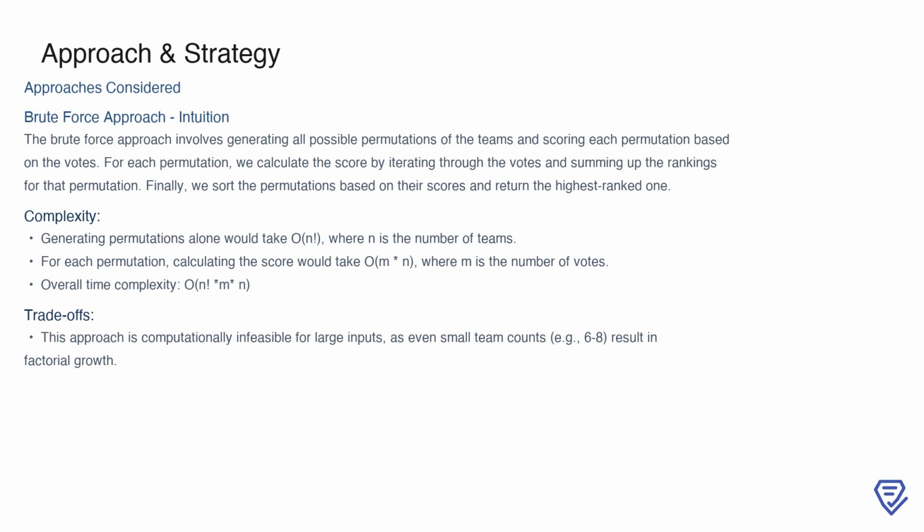Generating permutations alone requires O(n!), where n is the number of teams. On top of that, scoring each permutation involves m*n, where m is the number of votes. Combining these together, the overall time complexity becomes n! * m * n, which grows extremely fast as the number of teams increases. Even with just 6 or 8 teams, the factorial growth becomes computationally infeasible. This makes the brute force method impractical for larger inputs due to the sheer computational demands.